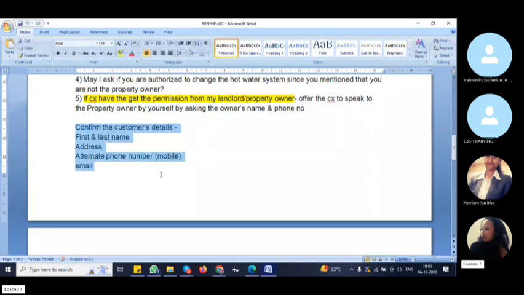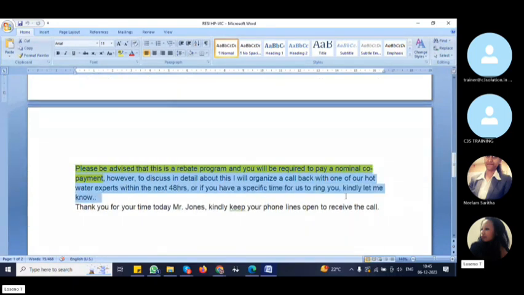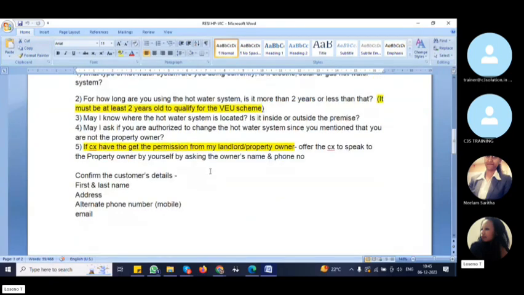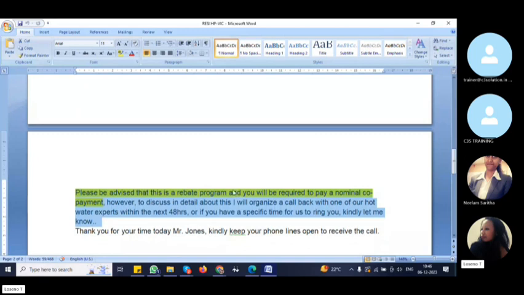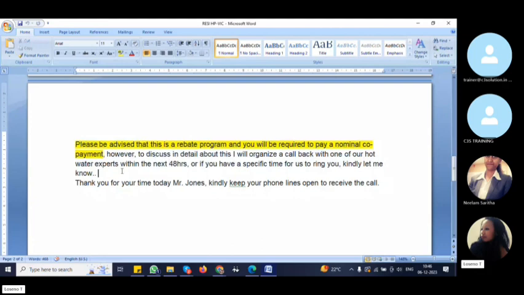You have to confirm all these details, and you have to mention to the customer that it's not free, but yes, they need to pay a subsidized amount, or they need to pay a discounted price, or they will have to pay a nominal fee for upgrading the system.